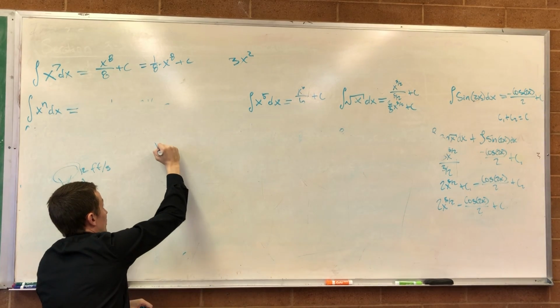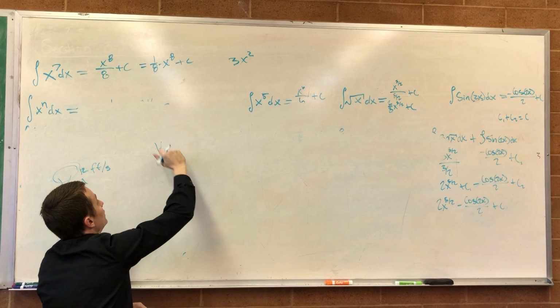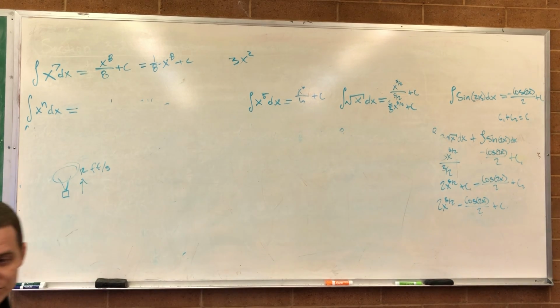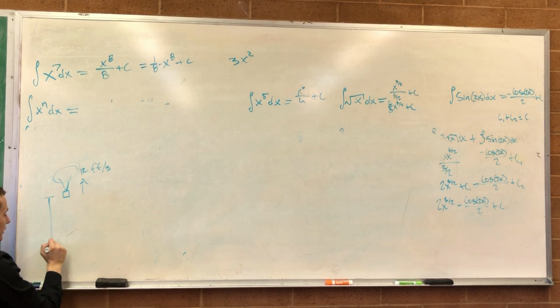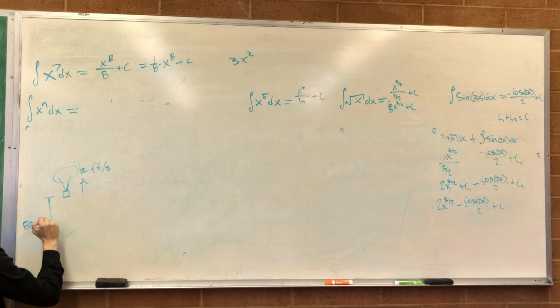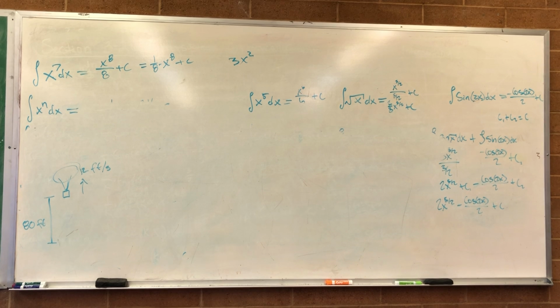Or in other words, I know that my velocity with respect to time. Let's see. A hot air balloon is ascending at a rate of 12 feet per second, and it's at a height of 80 feet. So we're 80 feet above the ground. A hot air balloon ascending at a rate of 12 feet per second is at a height of 80 feet above the ground when a package is dropped. How long does it take the package to reach the ground?